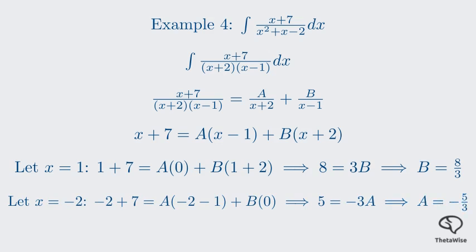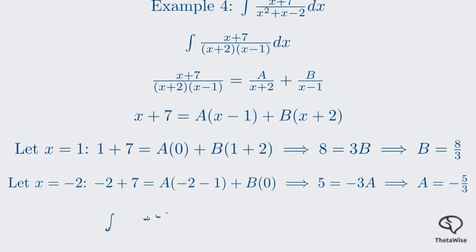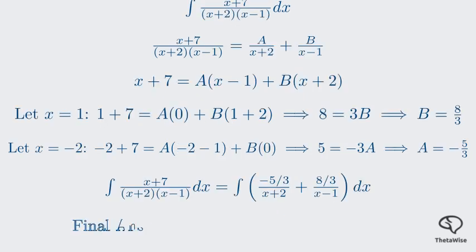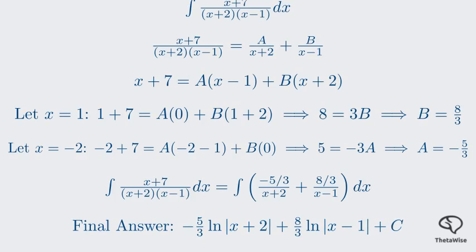Now we can rewrite our original integral. The integral of (x + 7) over (x + 2)(x - 1) is equal to the integral of -5/3 over (x + 2) plus 8/3 over (x - 1) dx. These are simple logarithmic integrals. The integral is -5/3 times the natural log of the absolute value of (x + 2) plus 8/3 times the natural log of the absolute value of (x - 1) plus C. And that completes our tour of advanced integration techniques. You now have a powerful toolkit to tackle a wide range of integrals.